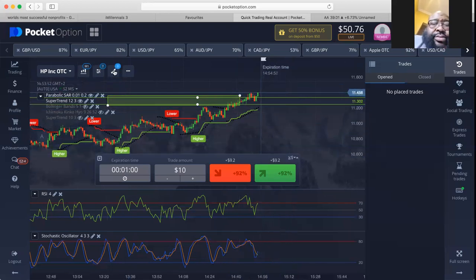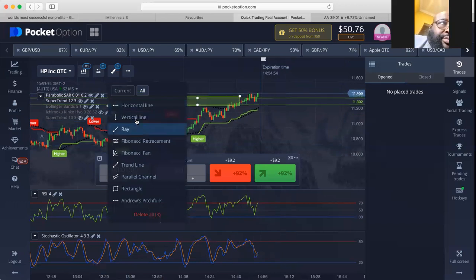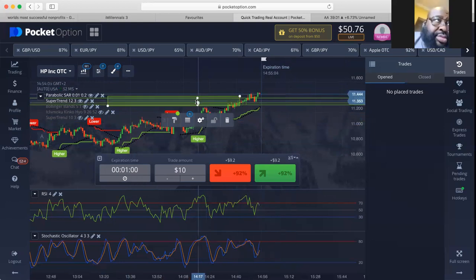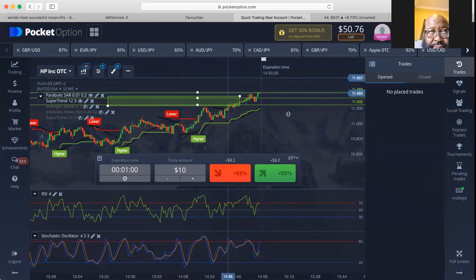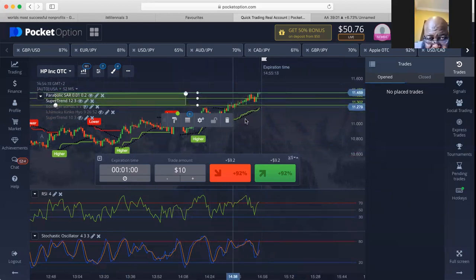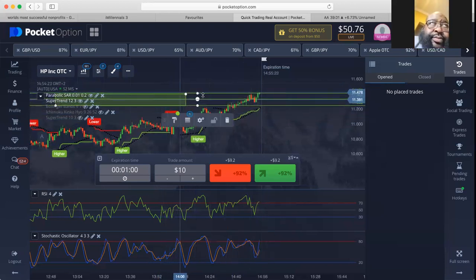Let's add another line. A vertical line. We're going to put it above where the newest candle is. All right, boom. Now what we're looking at with this third line right here is price. As you can see, price has been trapped.